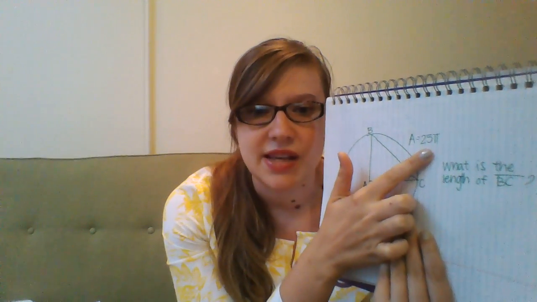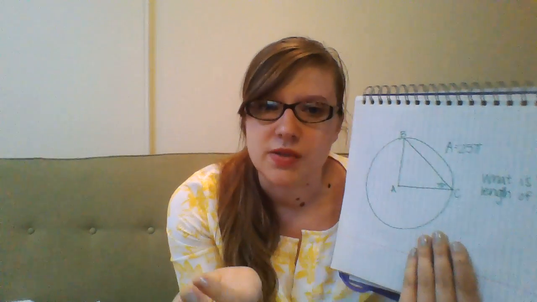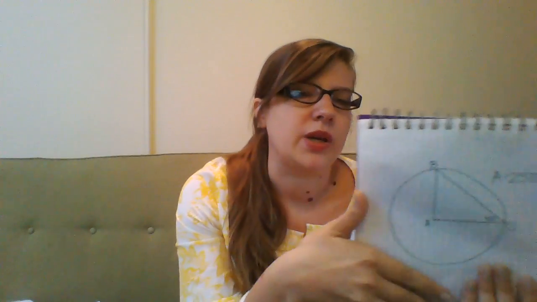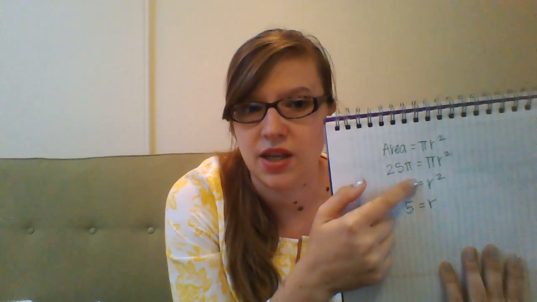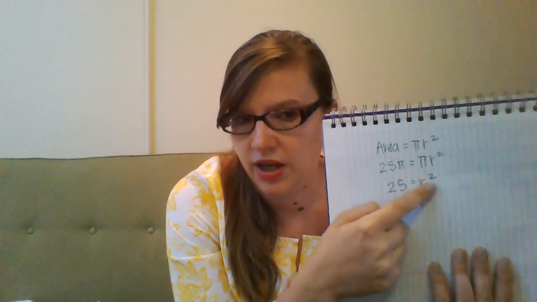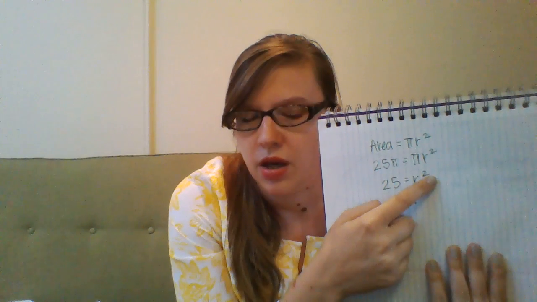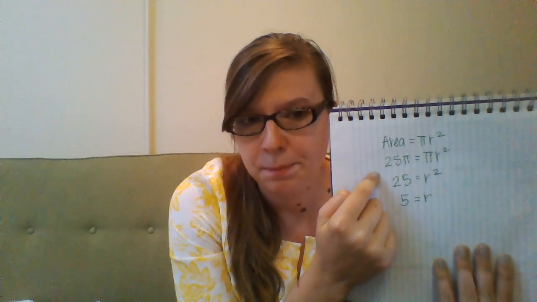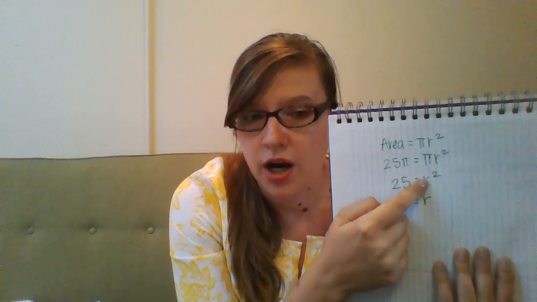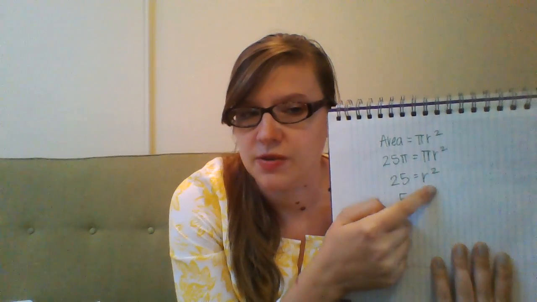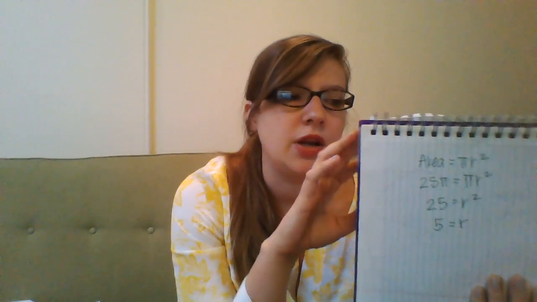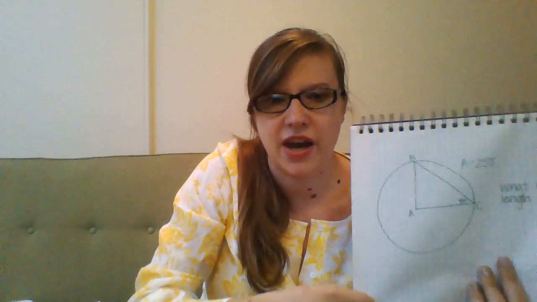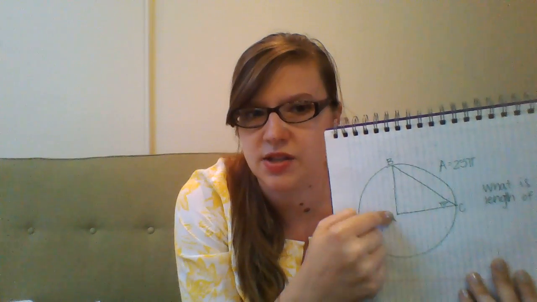If we take this area that they've given us, we can solve for the radius. So if we do that, we can set the area, 25 pi, equal to the area formula, pi r squared. If we divide both sides by pi to solve for r, we would get 25 equals r squared, and then we can take the square root of both sides to get r, which would be 5. So if we know that the radius is 5, then these sides are both 5.